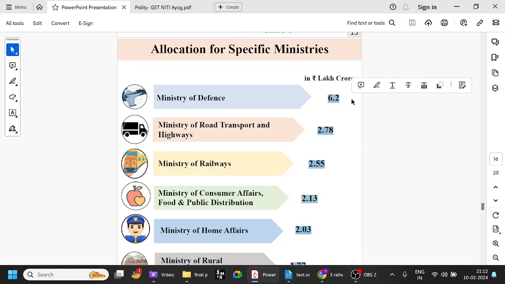Defense gets 6.2. Ministry of Railways gets 2.55. Road Transport and Highways 2.78. Consumer Affairs 2.13. Home Affairs 2.0.